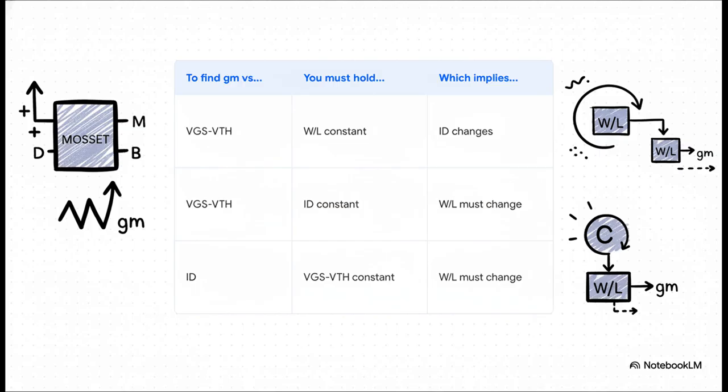See, if you have a single fixed transistor on your breadboard and you increase the overdrive voltage, your current goes up, and yes, your GM goes up. The first equation works perfectly. But now put on your designer hat.